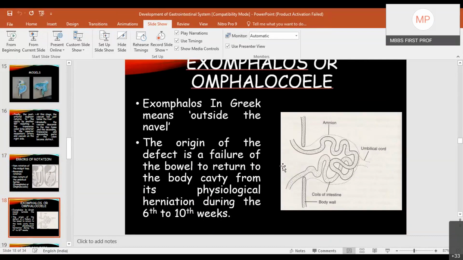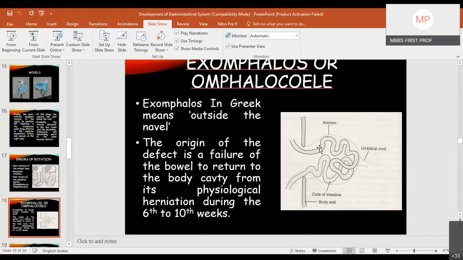Exomphalos in Greek means outside the navel. So this is failure of the bowel to return to the body cavity from its umbilical herniation. That is from the 6th week to 10th week. यहाँ पे जो return होता है, जिसकी वजह से rotation start होता है, that doesn't happen. So this is the body wall, and this structure is covered by amnion. The basic difference between the omphalocele and the gastroschisis is this only. The coils of intestine जो है, they are covered by amnion.